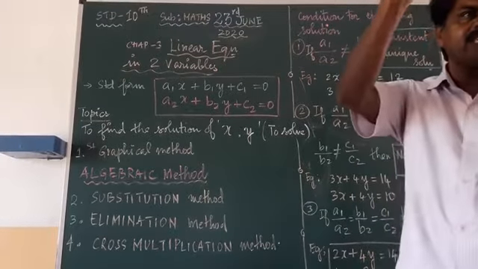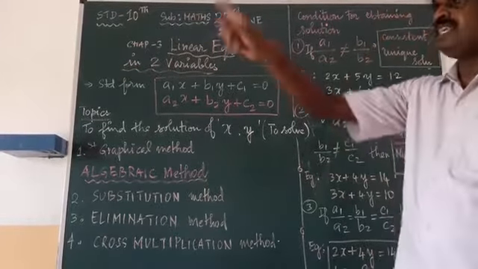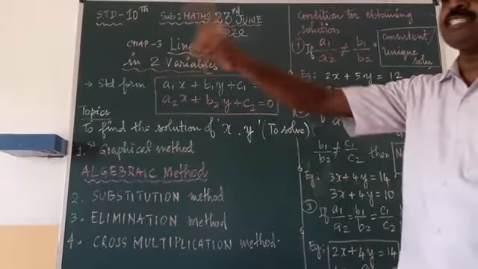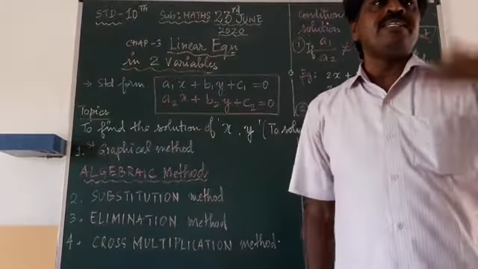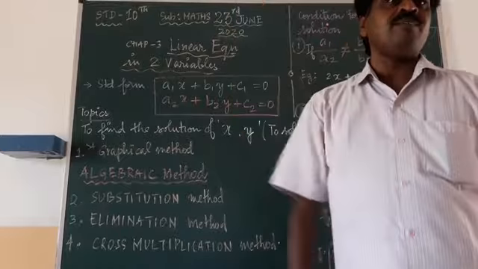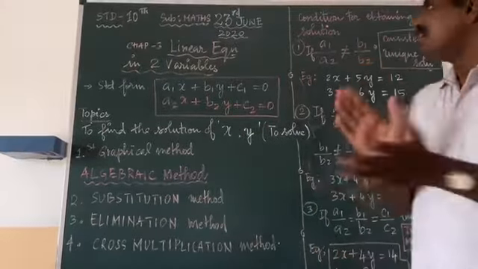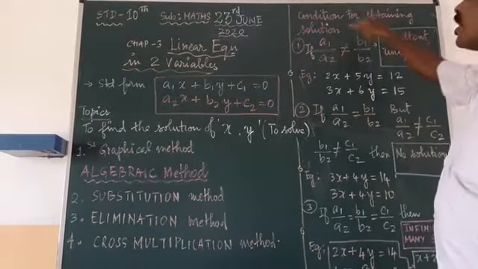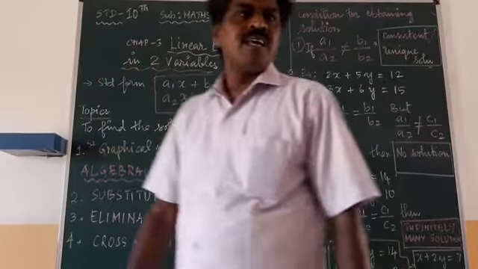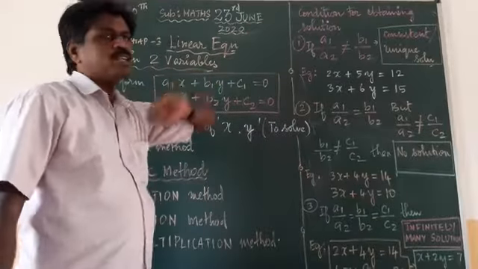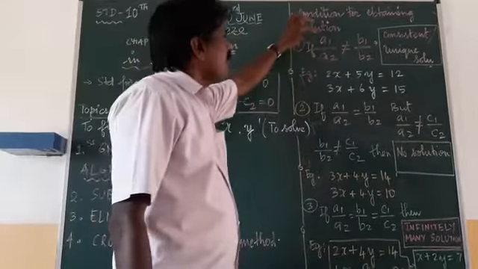When you see the equation itself, you can say, this equation we will get a solution. This equation we cannot get a solution. This equation will get infinitely many solutions. How do you define it? This is the method. Condition for obtaining solution. What is the first condition?